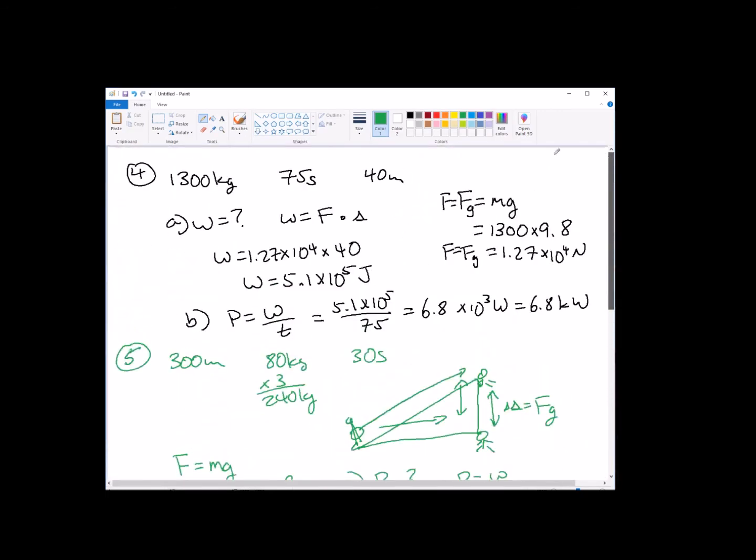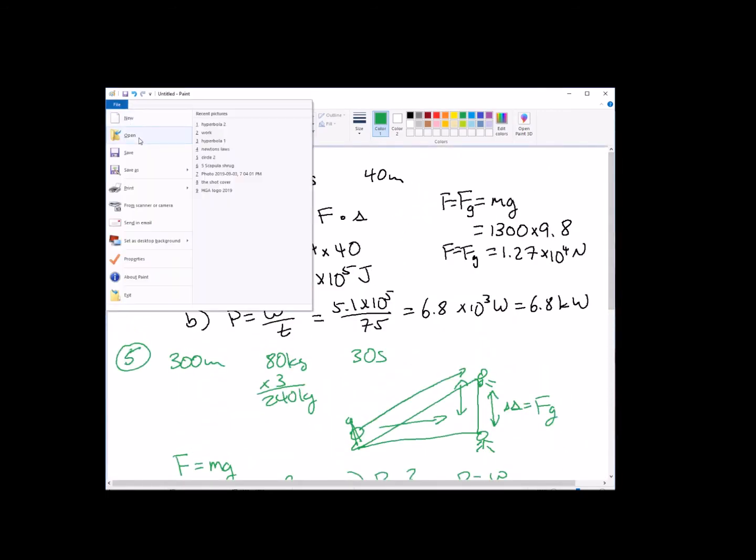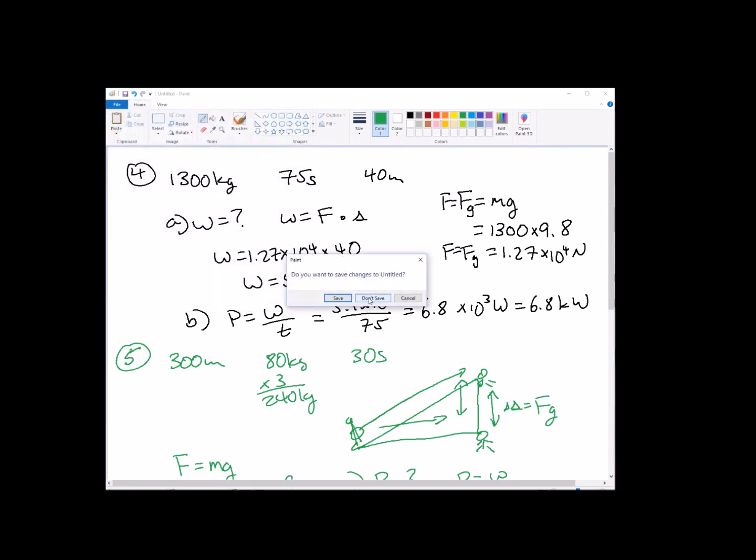Okay. New page. Now number 6. New page. Don't save.